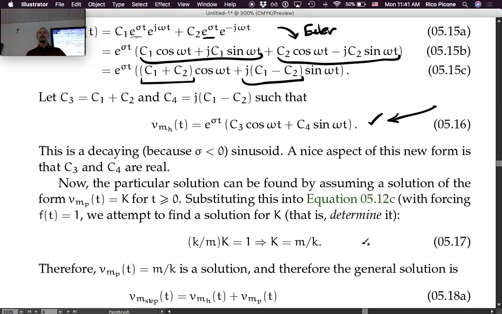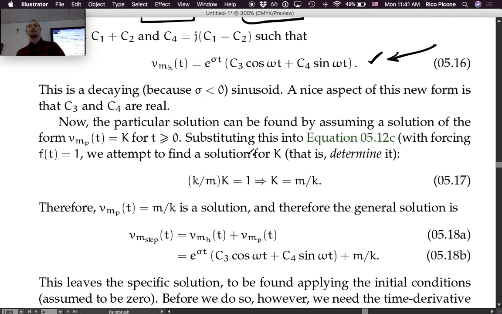This is decaying because sigma is less than 0. So it's decaying because sigma is negative, right? This is an e to the minus t that's tuning everything down as time goes on. It's dampening everything out. And then this is a sinusoid, so it's a decaying sinusoid. A nice aspect of this new form is that C3 and C4 are real. Now the particular solution could be found. So we have a homogeneous solution. Done. We have the undetermined constants here, C3 and C4, that come from the initial conditions, right? We haven't applied that yet.